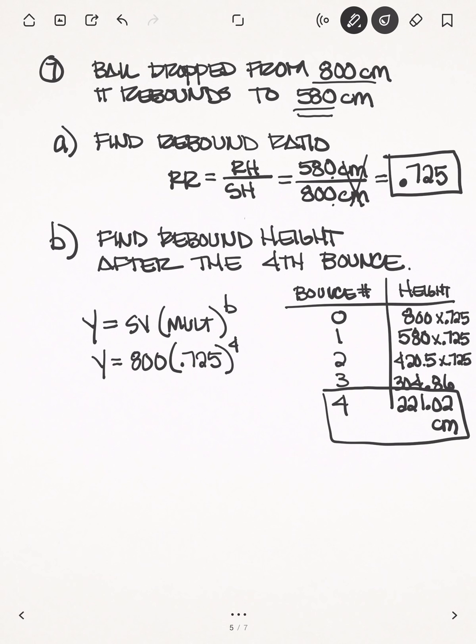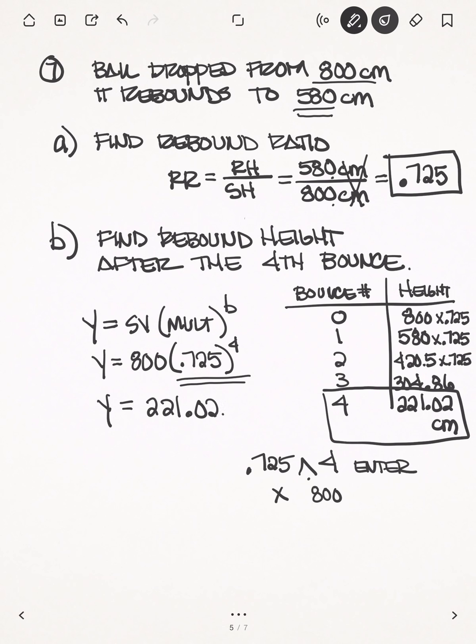Now when you plug this into your calculator, remember, put this part in first. Put 0.725, raise it to the fourth power, push your caret button, and raise it to the fourth power, and then hit enter. And then right away, just multiply by 800. So when you do that, what do you get? Well, you get 221.02, and it does continue, centimeters.